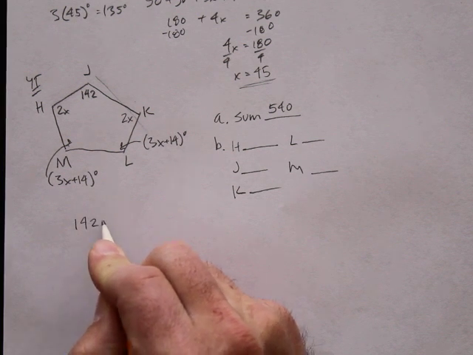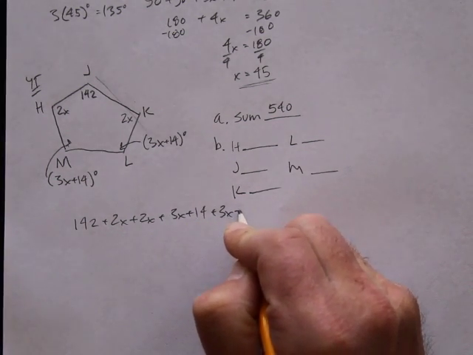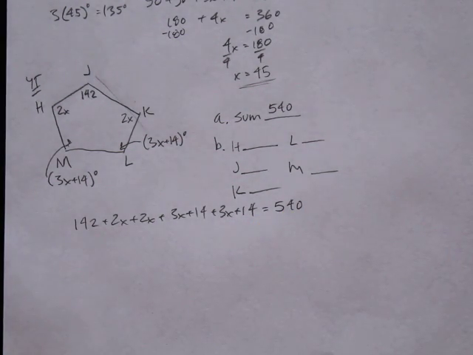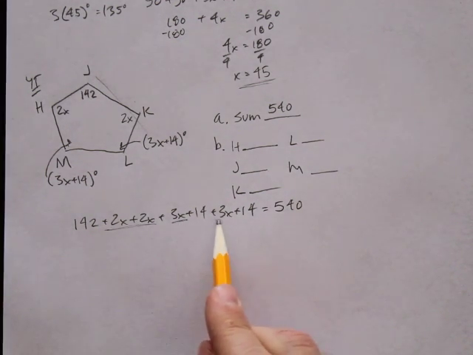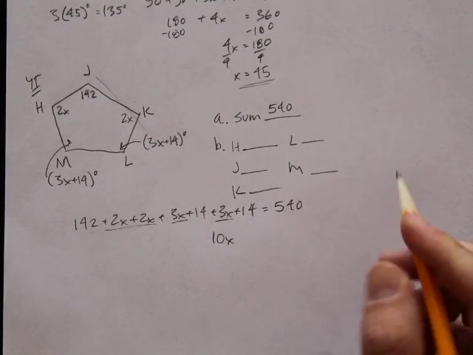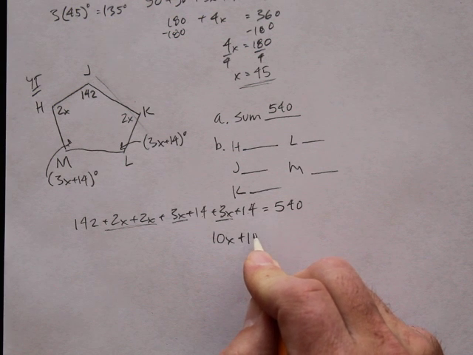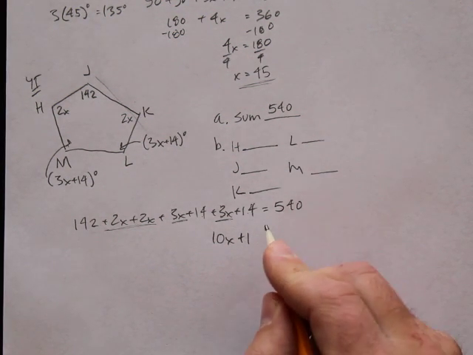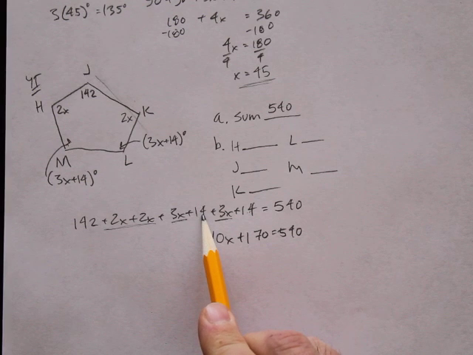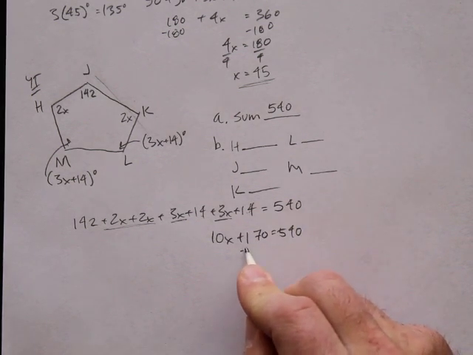So I've got 142 plus 2x plus 2x plus 3x plus 14 plus 3x plus 14. I'm just adding everything together, equals 540. Now I'm going to combine like terms. I've got 2 x's here, a 3x, and a 3x. So that's 4x, 5, 6, 7, 8, 9, 10 x's. 10x. 14 plus 14 is 28. 28 plus 142 is 170, equals 540. Is that right? 28 plus 142, 170, yeah. Okay. Subtract 170 from both sides.